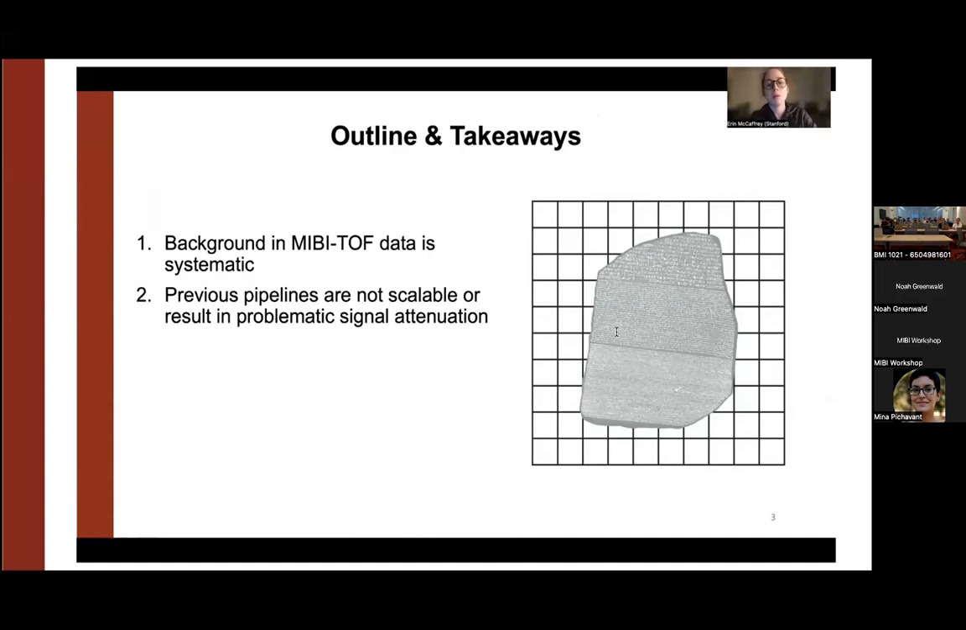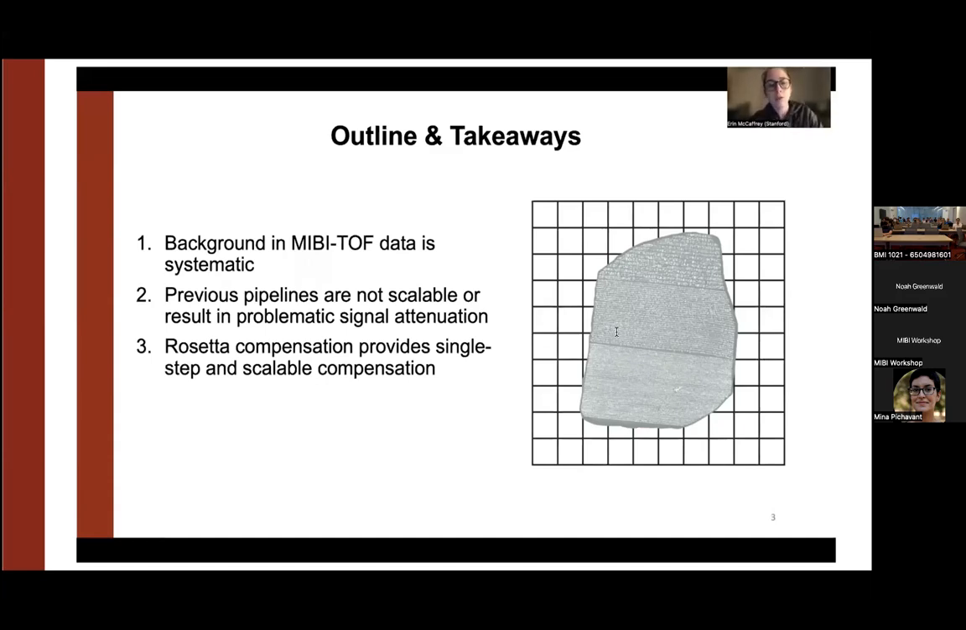...that previous approaches for performing background subtraction or denoising are not scalable or result in problematic signal attenuation. And to overcome these challenges and take advantage of the fact that background in our data is systematic, we developed an approach known as Rosetta compensation that provides single-step and scalable compensation to clean MIBI-TOF data.